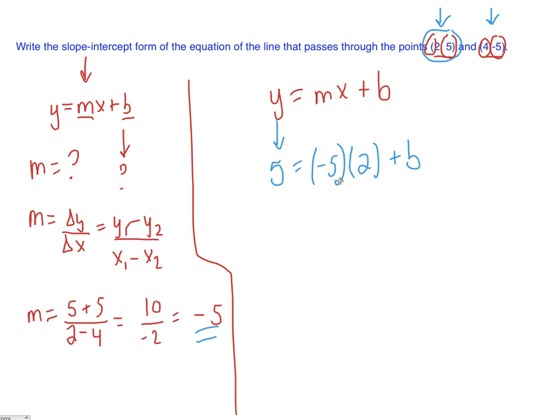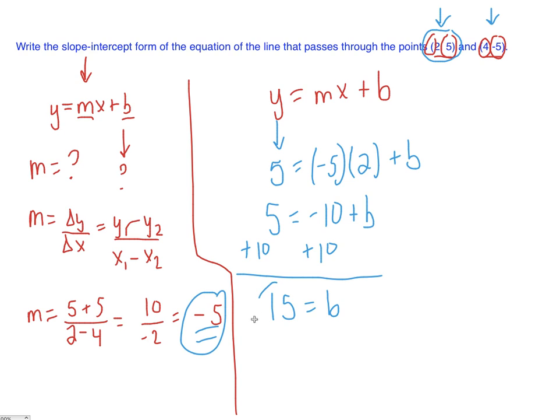So now I just need to solve for b. I have 5 equals negative 10 plus b. Then I add 10 to both sides to get b by itself, and I get b equals 15. So now I've got the m, I've got the b. My final step will be to write it in a nice slope-intercept form. So it's y equals, instead of m, I put in negative 5, and then x, and then I put in plus 15 for my b.